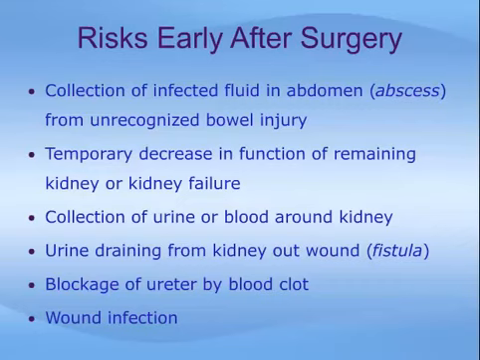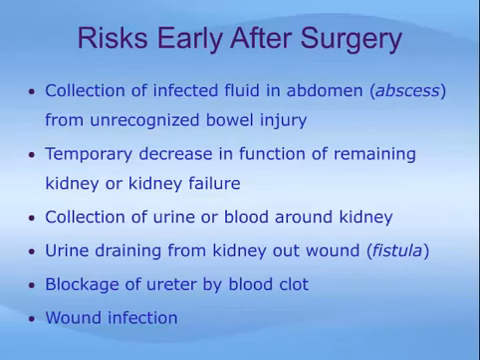The drain that is placed at the time of surgery is there to prevent these collections from forming and becoming infected and forming an abscess. The tube that drains urine from the kidney to the bladder, or ureter, can become temporarily blocked by a blood clot, which may require an intervention to clear the blockage. Wound infections are an occasional risk of any surgical procedure and are usually prevented by antibiotics given to you prior to starting your surgery.